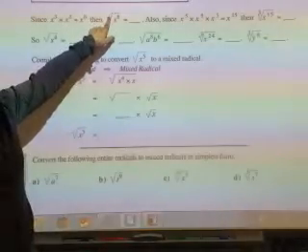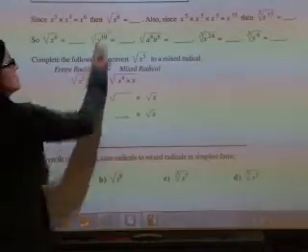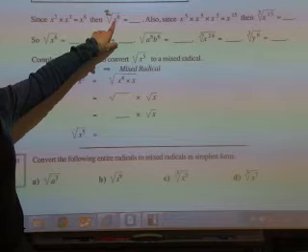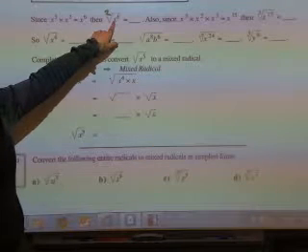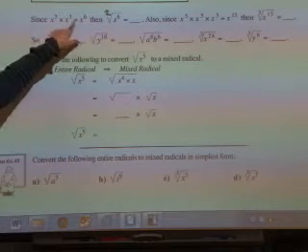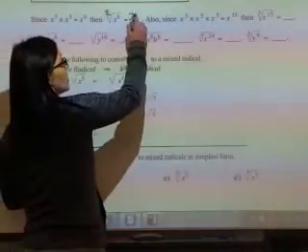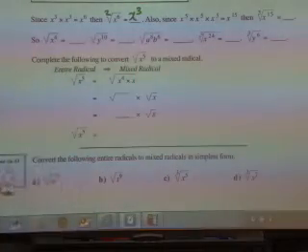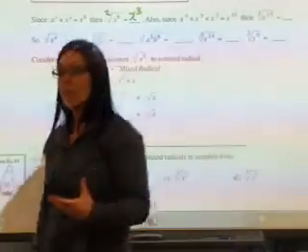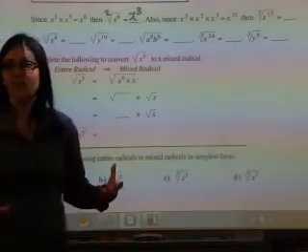So square root has an index of what? 2. When I'm calculating the square root, what I'm basically doing is asking what number times itself would give me x to the power of 6. Well, that would be x to the power of 3. Two x to the power of 3's would give me x to the power of 6. If I'm finding a cube root, then what I'm looking for is a number that when I multiply it by itself 3 times, I get that value.